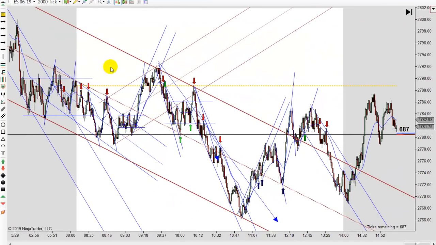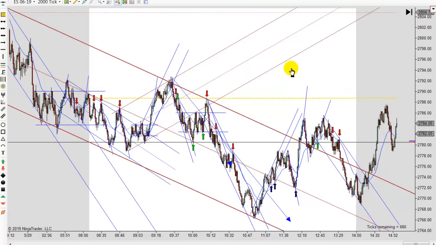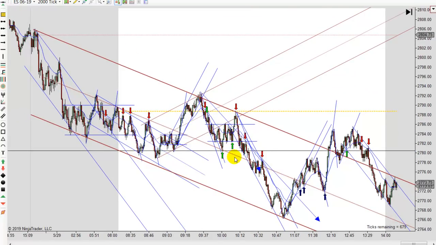But once you understand what's going on in the big picture, then you understand why you get these bounces like this, from here to here, and then suddenly turning back down, and then bouncing up here, and then turning back down. It kind of starts to make sense once you see the big picture.